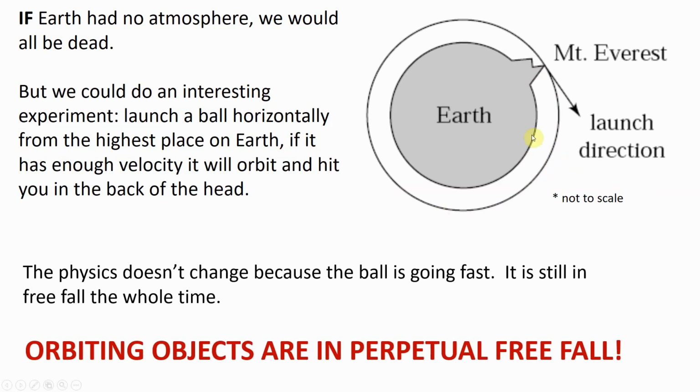The only difference is it's going so darn fast sideways that it misses the Earth and keeps free falling and keeps missing the Earth and keeps free falling. Douglas Adams was exactly right. To make something fly, all you've got to do is throw yourself at the ground and miss. And you miss the ground by going ridiculously fast in the sideways direction.